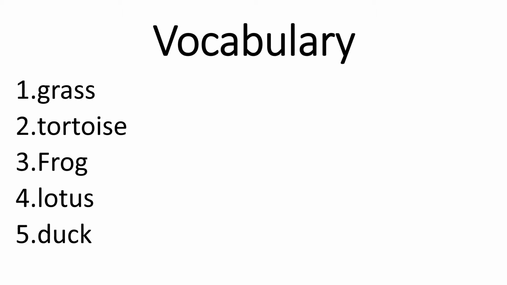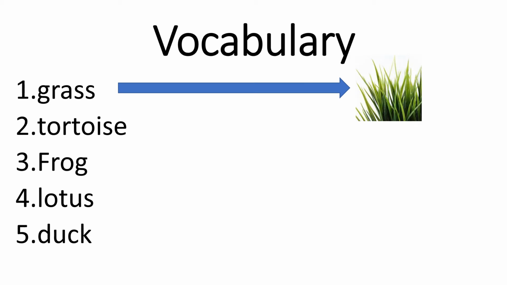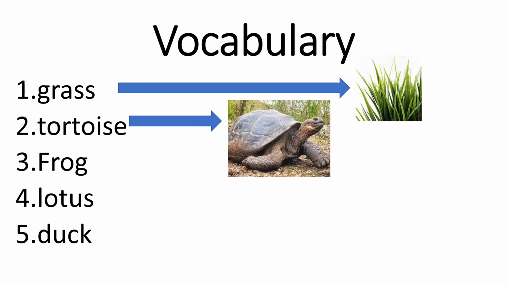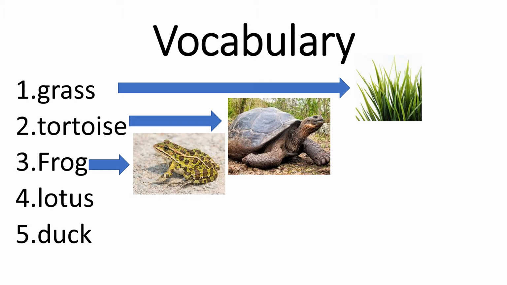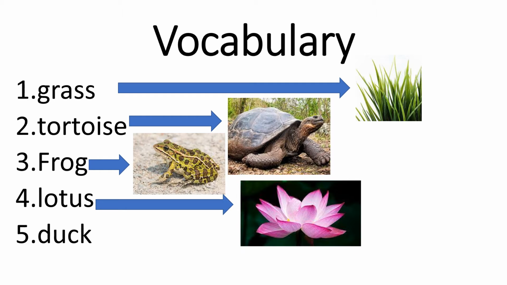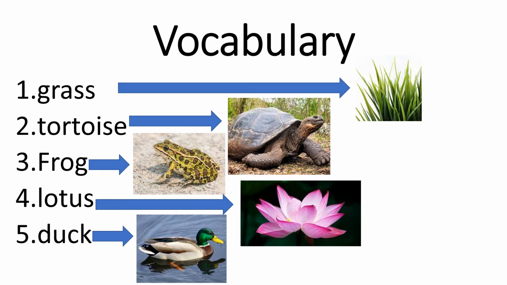Number one, we have grass. Number two, tortoise. Number three, frog. Number four, lotus. Number five is duck. Okay, so number one we have grass, so that is grass. Number two, tortoise. So that is what we call tortoise. And number three we have frog. So that's a frog. Number four is a lotus flower. Oh, it's so beautiful. And number five we have duck.